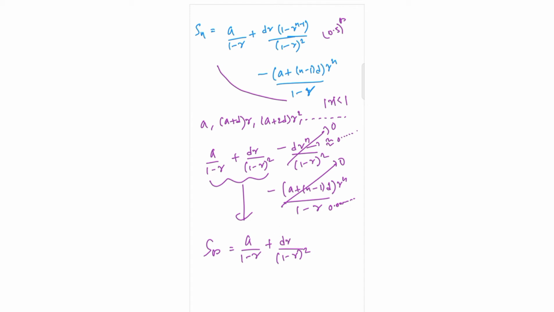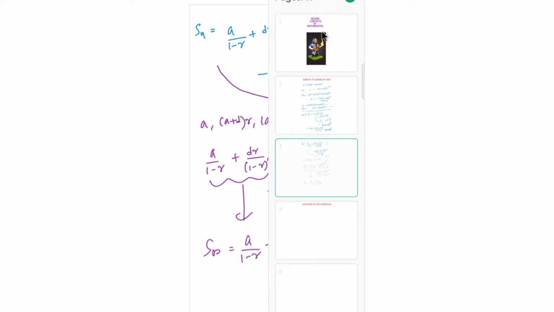If infinite terms are given to you and you are asked to calculate the sum of the terms of the series, you can just put this formula. A is the first term, r is the common ratio of the geometric progression, d is the common difference, so it is a by (1 minus r) plus d into r divided by (1 minus r) whole square. So these are the two important formulas. You can just have a look at them.